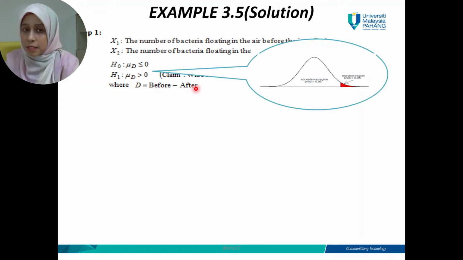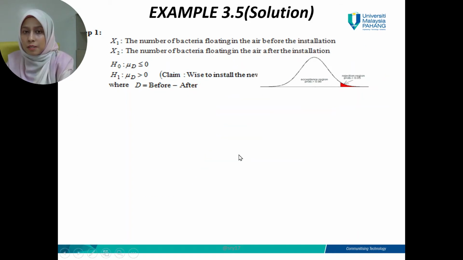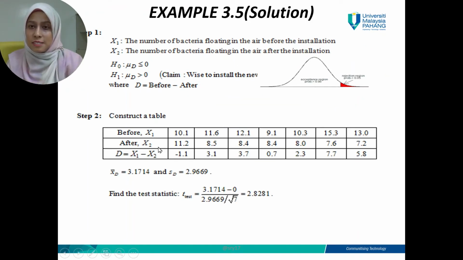Next step, class, we need to calculate the test statistic value. In order to use the formula that I showed you just now, we need to find the sample mean difference. So we need to find the differences for the before and after data. You construct a table, or you may also not construct a table. I don't mind as long as you show me this difference data. Do the calculation before minus after. Insert it into your calculator and get the sample mean difference and sample standard deviation difference.